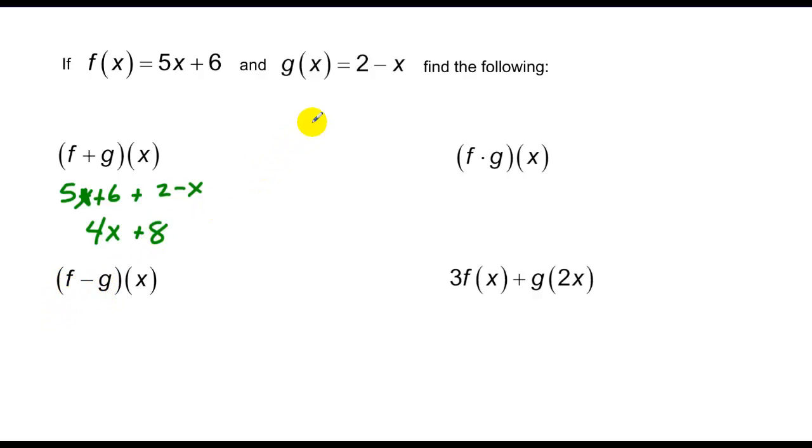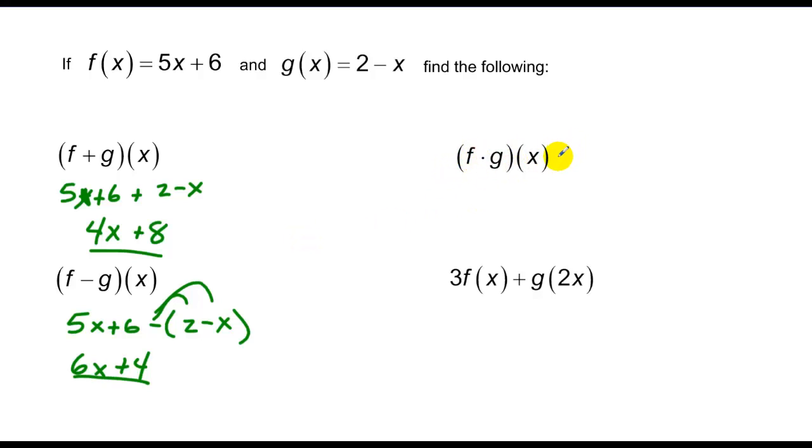Likewise, f minus g of x is the same as taking the g function and subtracting it from the f function, so that's 5x plus 6 minus the quantity of 2 minus x. Don't forget to distribute the negative to both terms, so I have 5x minus a minus x, which is plus x, or 6x, and 6 minus 2, which is 4.